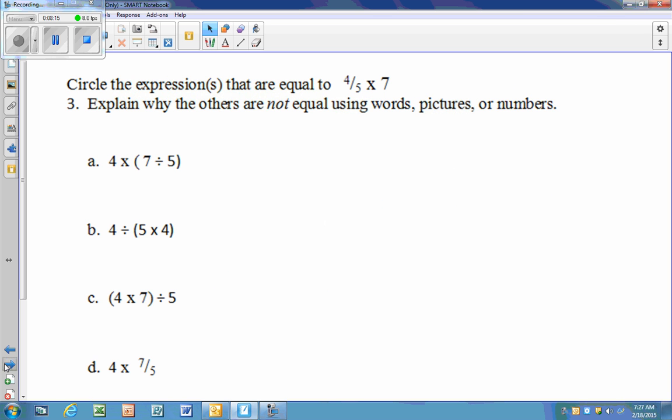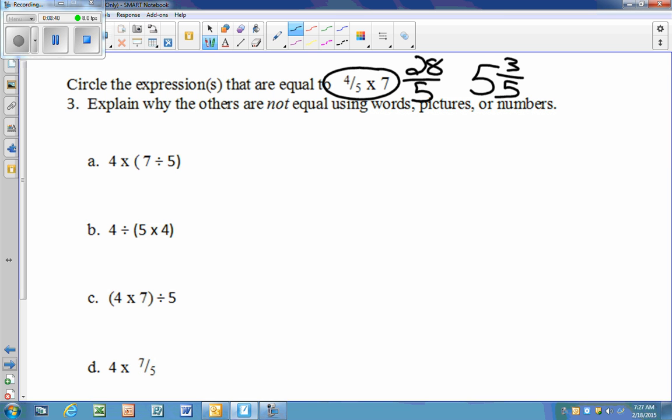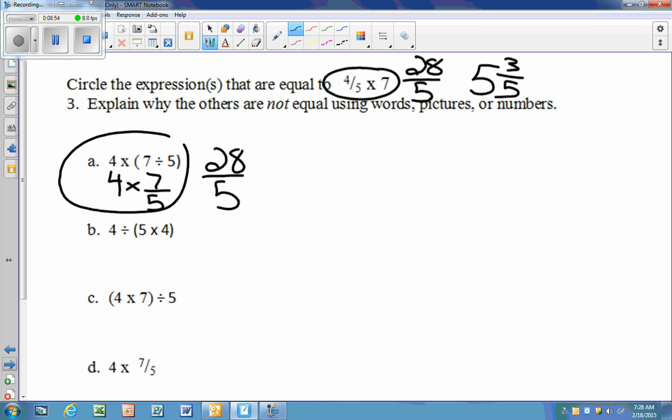Next question says circle the expressions that are equal to 4/5 times 7. Explain why the others are not equal using words, pictures, or numbers. So if I solve each, that's using my words and my numbers. But we have to remember it's an expression, so I cannot have any equal signs. So this here is worth 28/5, and 28/5 is also worth 5 3/5. I'm going to go through these. So this is 4 times 7 divided by 5. That's what that means. And that would be 28/5, which is the same as what's up above. So I would circle this one.